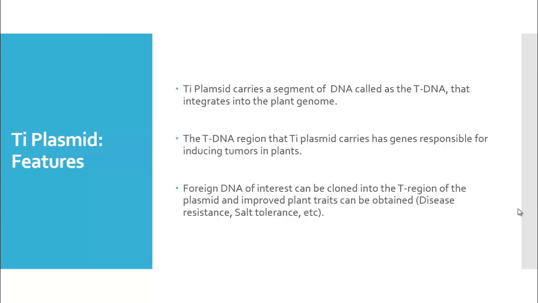These are the general features: the Ti plasmid carries a segment of DNA called the T-DNA that integrates into the plant genome. The T-DNA region of the Ti plasmid carries genes responsible for inducing tumors in plants. The foreign DNA of interest can be cloned into the T region of the plasmid, and improved plant traits can be obtained, like disease resistance, salt tolerance, etc.